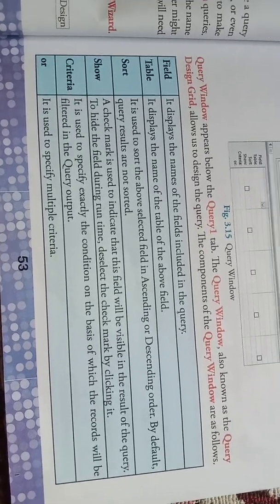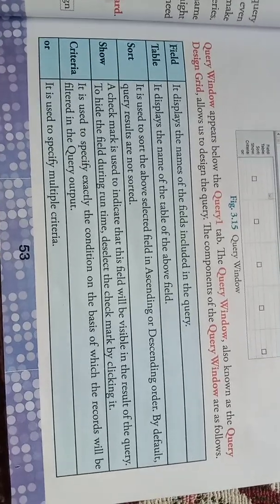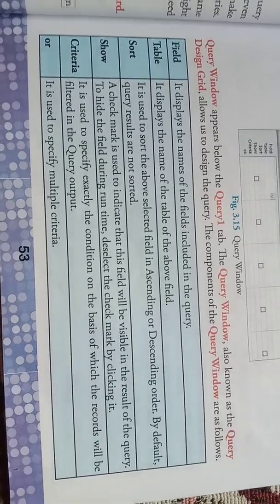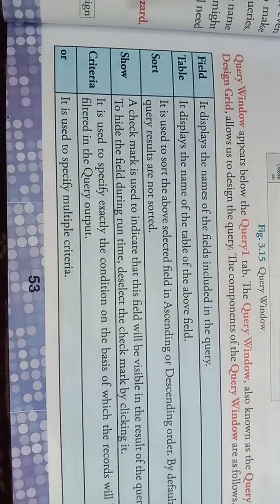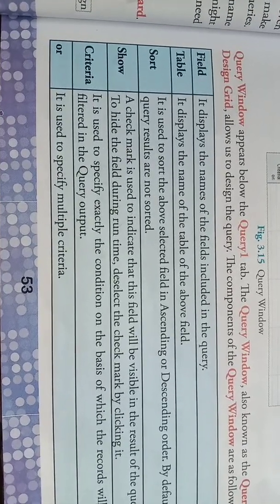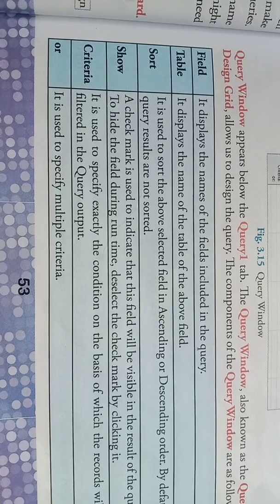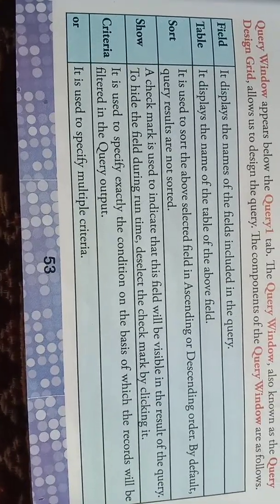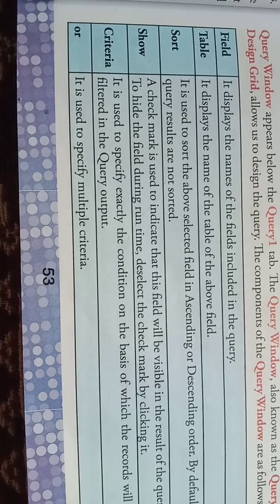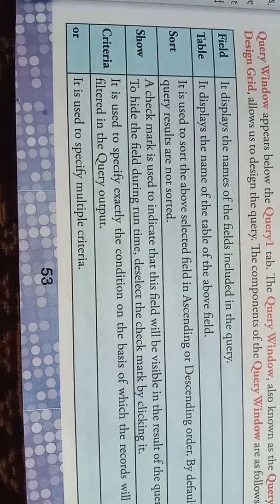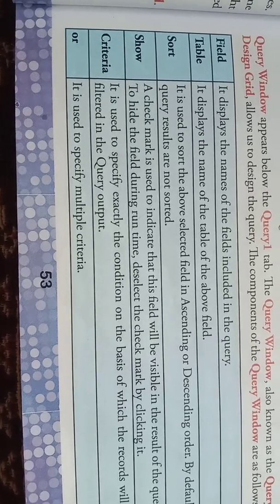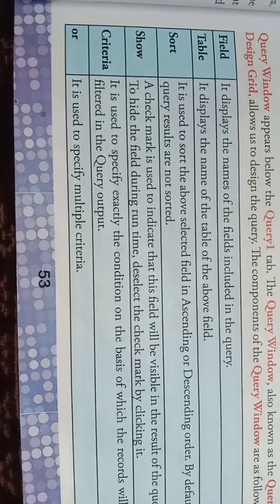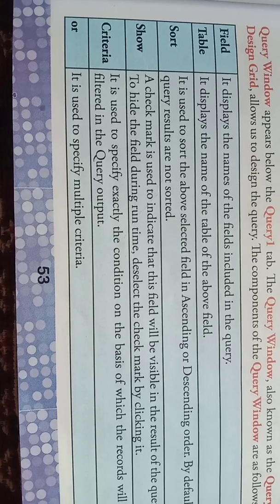We can create a query to see the marks greater than 90 like this. So let us talk about some common fields. First of all, what is a field? Field displays the name of the field included in the query. And what is table? Table displays the name of the table of the above field. What is sort? I already told you, some of the students know the meaning of sort. Whenever we arrange the data in ascending or descending order, it is called sorting data.